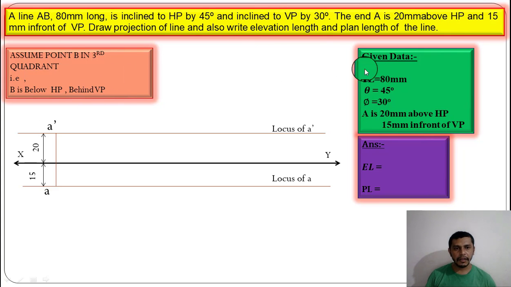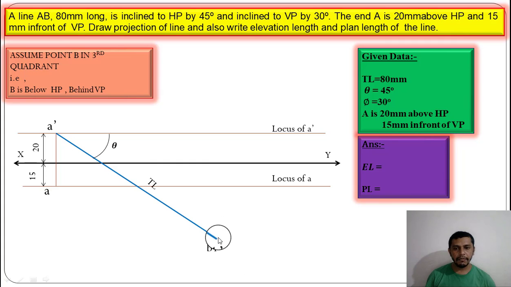Now the next thing is we have to draw the true length from A dash at angle theta. From A we have to draw the true length at angle phi. But here we have changed the quadrant of point B, so we will get the elevation of point B below the XY reference line and the plan of point B above the XY reference line. So from A dash we have to draw the true length at angle theta in the downward direction, because we will get B dash below the XY reference line, since it is in the third quadrant.